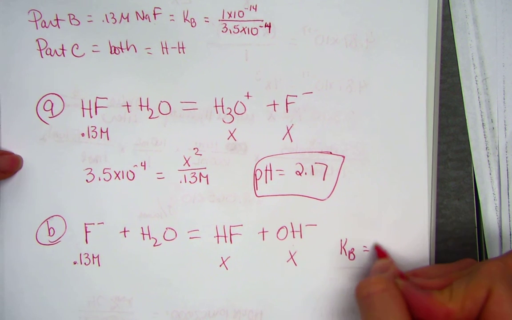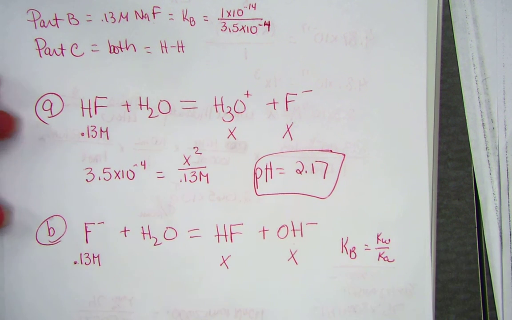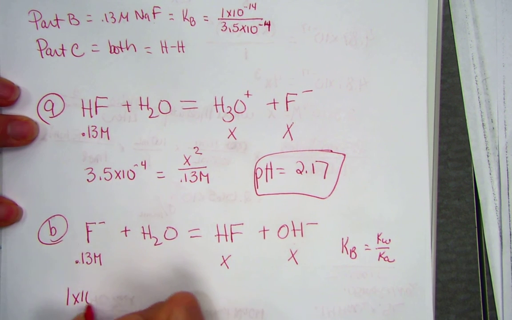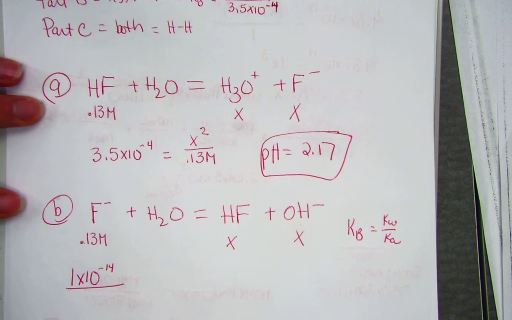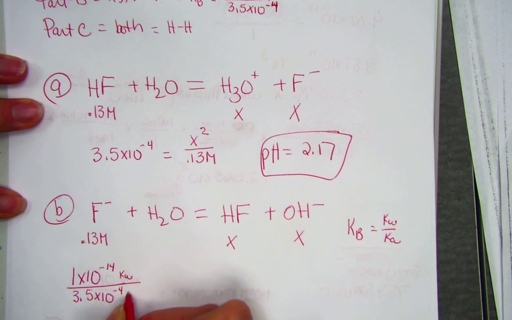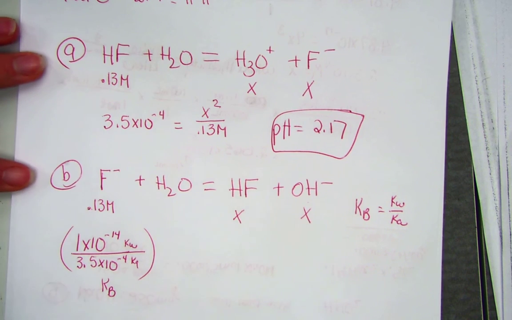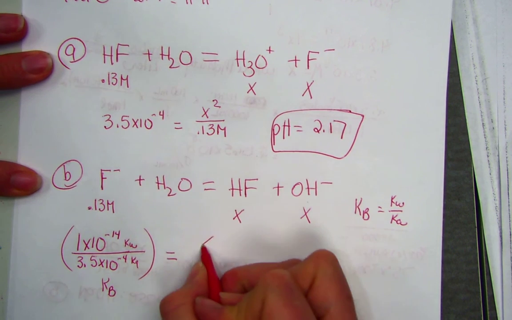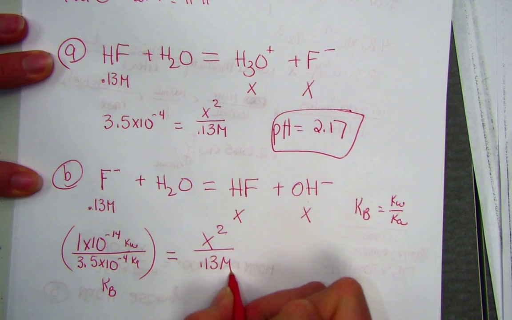Kb is taking Kw over Ka, where Kw is the ion product constant for water, 1 times 10 to the negative 14th. Set that over the looked up value of 3.5 times 10 to the negative 4th. Kw divided by Ka is the expression for Kb. We needed a Kb because we're making the base ion. Set that equal to X squared over 0.13 molar.